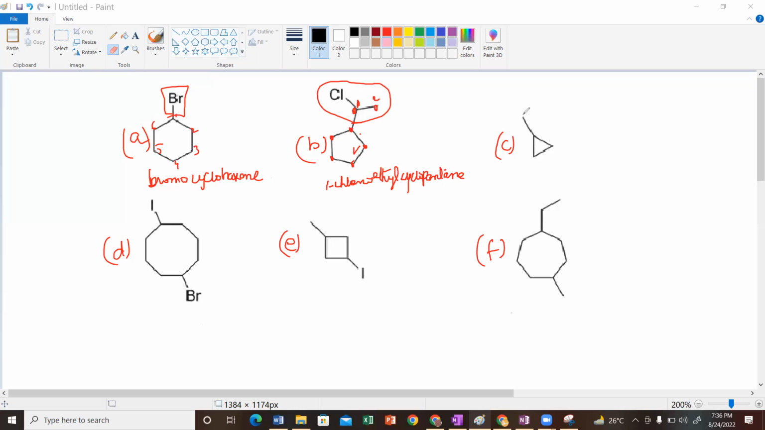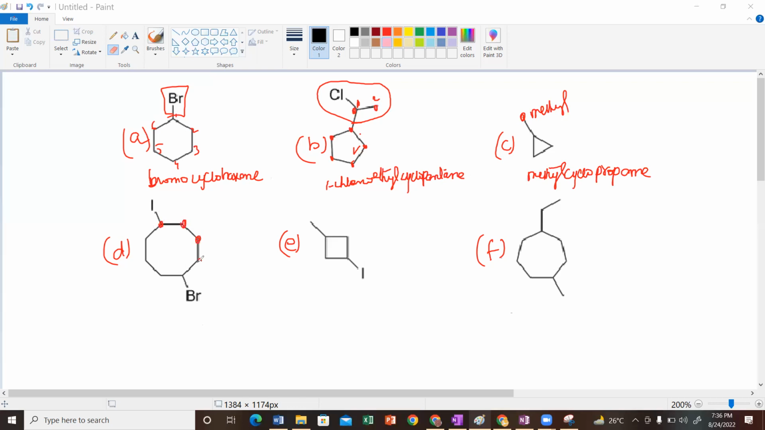It is very easy. Only one substitution is present, that is a methyl substitution. And the 3-member ring is over there. So the name of the compound would be methylcyclopropane, right? Methylcyclopropane.